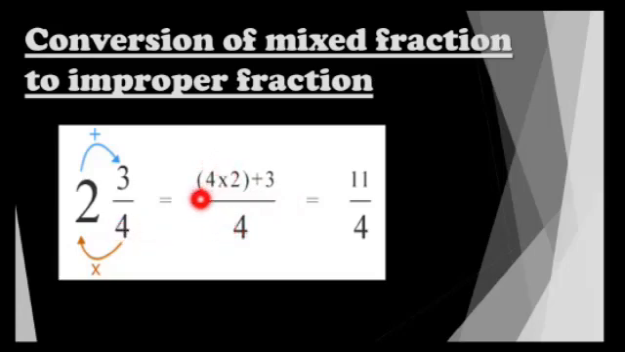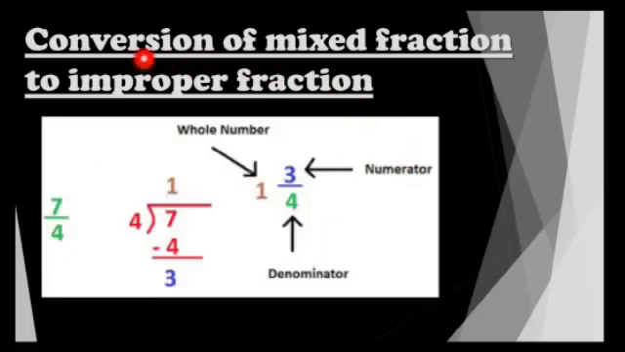So here we get 4 2s are 8, 8 plus 3 is equal to 11. So 11 by 4. The answer is 11 by 4. Here 11 by 4 is the improper fraction. Now we'll see the conversion of an improper fraction to a mixed fraction.